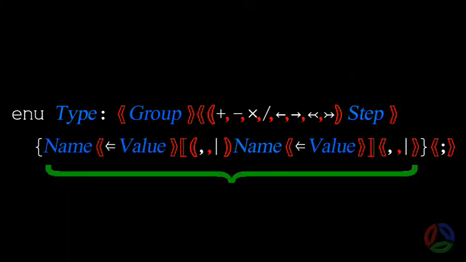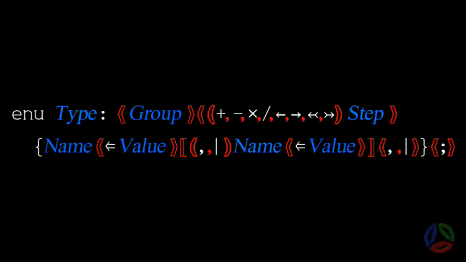The list of symbol names comes next. It is enclosed in set braces, which are the ASCII curly braces as shown. Individual names are separated by either a comma or a solid vertical bar. Here the solid vertical bar is used as an alternative OR. When a name is followed by one of these, the next name will take on the same value as the previous one unless it is explicitly assigned its own value.